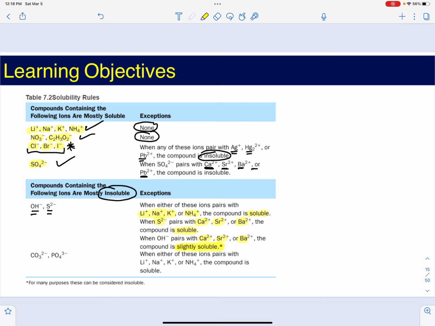And then every time you have anything with carbonate or phosphate, it's going to be insoluble unless, once more, it's with an alkali metal or with ammonium. So every time you see anything with an alkali metal or ammonium, it's going to be soluble. You can put that in the bank. So we're going to keep referring back to this table as we do problems until we develop a really good feeling for it.